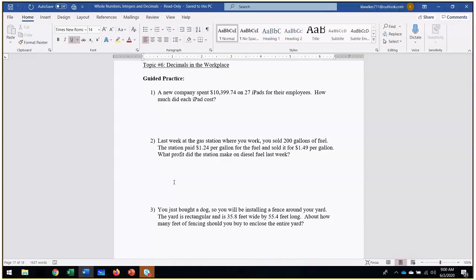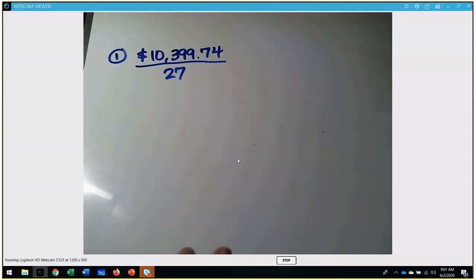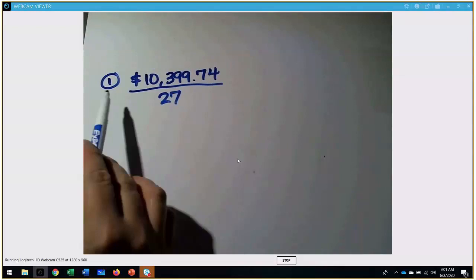All right, so let's try to break this down. I see a total, and I see that they bought 27 of them, and they want to know how much each cost. Each in a problem like this indicates division. So I'm going to want to divide this.